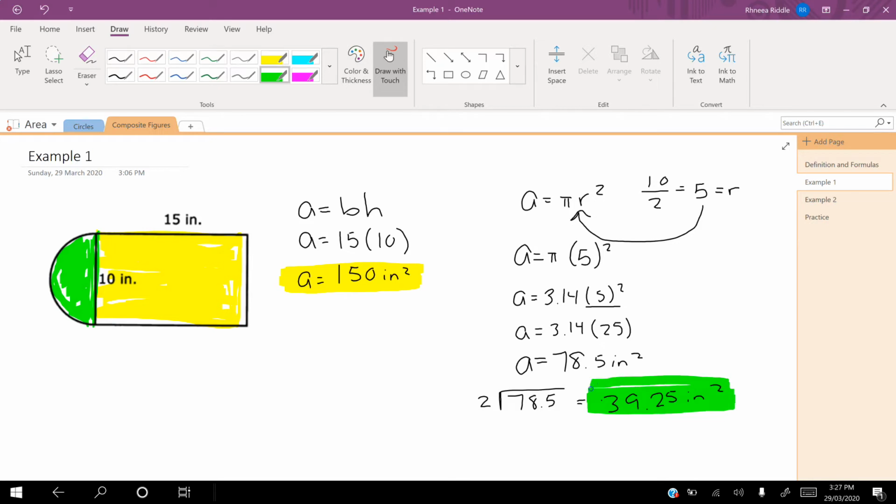So what's left is to find the area of the entire composite figure. So if we have the area of 2 pieces of our composite figure, we can just go ahead and add those up. So our area is going to be 150 plus 39.25. And when we add the 150 to the 39.25, we are going to get 189.25 inches squared as our entire area.